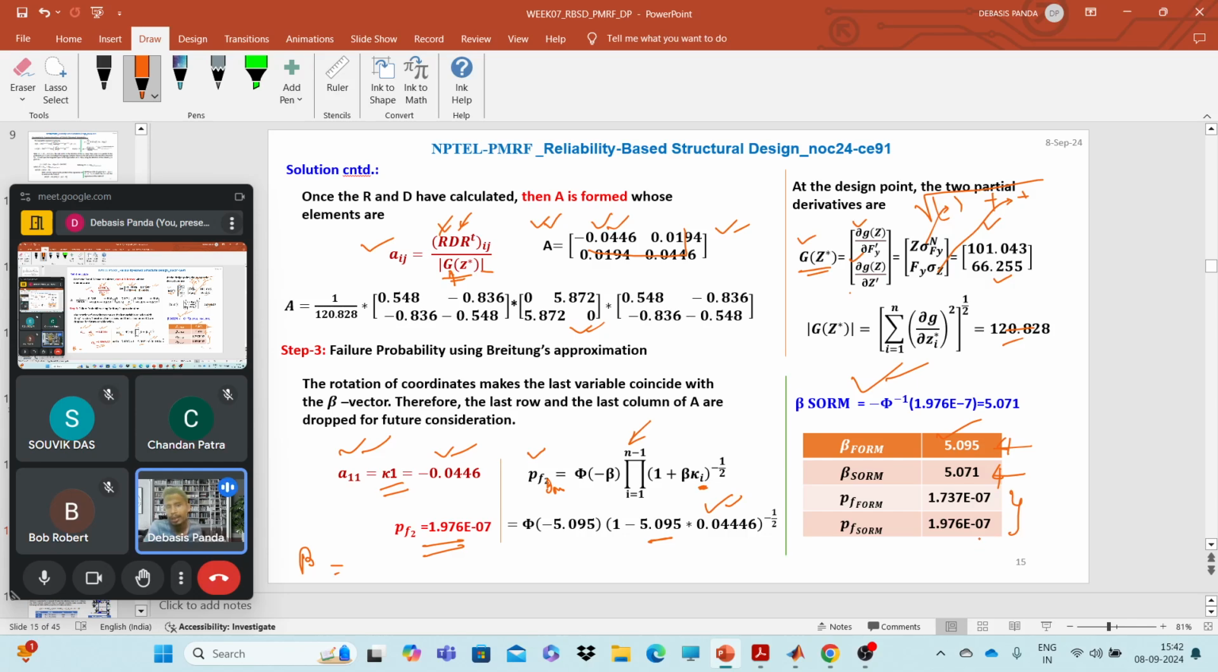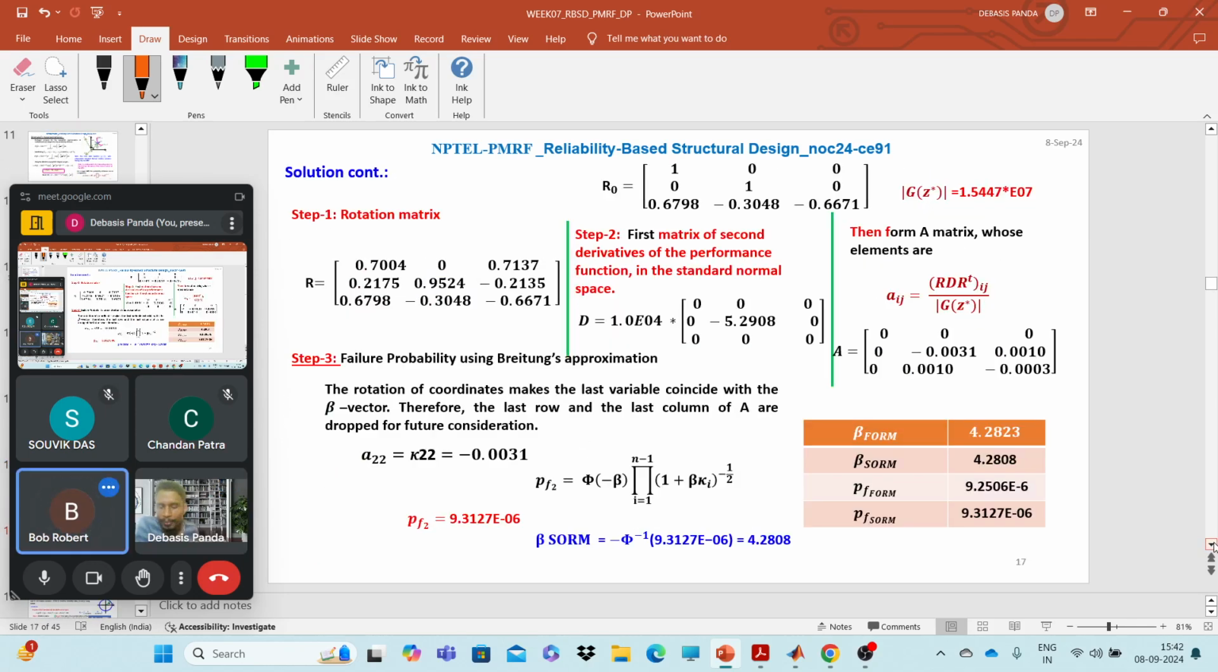Now recall our limit state. What was our limit state? Gx equals x1 x2 minus 1140 or so. Here the degree of nonlinearity is less, that's why we are getting similar, or nearly similar, results. Now if we incorporate higher nonlinearity into the limit state function, in which the order of nonlinearity is more, how will the results differ? We will see. Let's check.